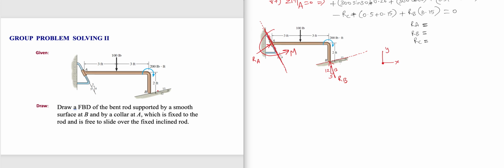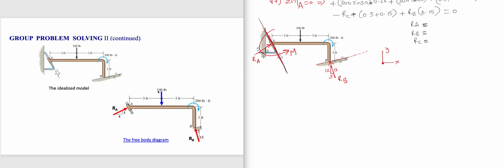And obviously we have to give a direction for RA. We will use the same concept. This is 3, 4, 5 for this direction here. That means perpendicular to it, vertical would be 3, horizontal would be 4, hypotenuse would be 5. That's the free body diagram. That's what you'll see here.